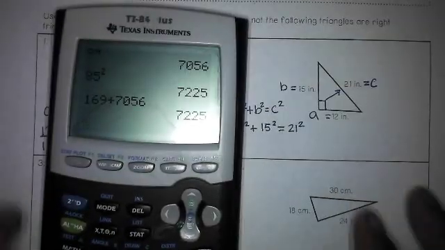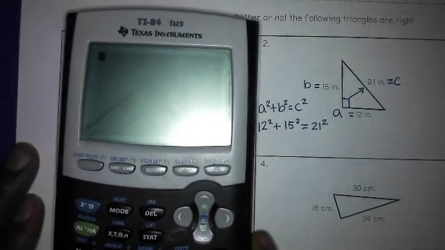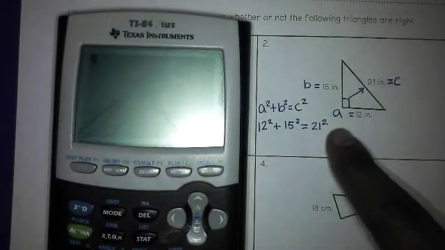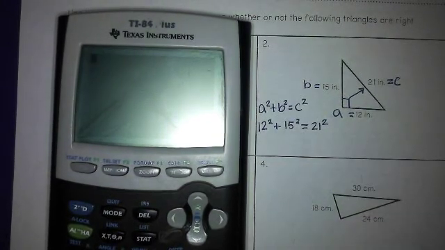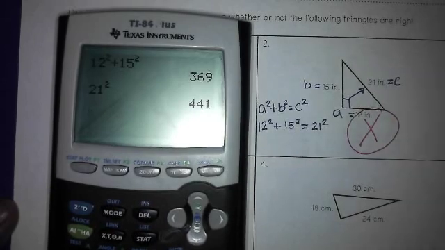So again, I can go into my trusty dusty calculator and clear everything out right quick, and I'm going to use it to verify whether this converse is true. So I can just put it in right here. 12 squared plus 15 squared equals 369. Okay? And all I have to do is do 21 squared. They do not equal each other, so this is not true.